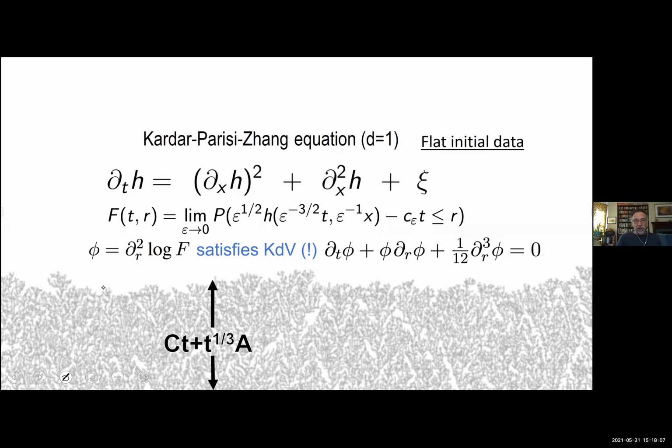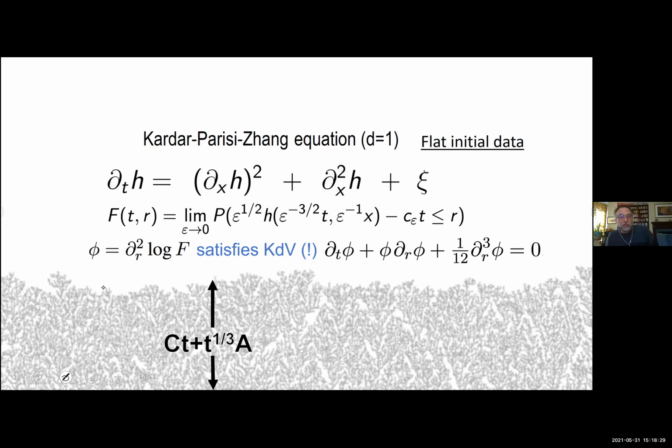So here's the kind of result which we get. And the results are, I must say, rather unexpected. Okay, so I'm just going to describe the result first for the flat initial data, and in terms of the asymptotic one-point distribution function.